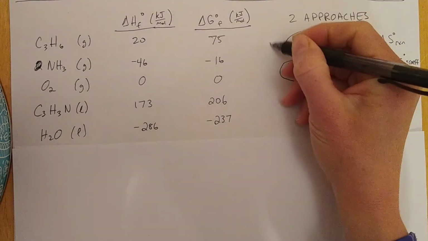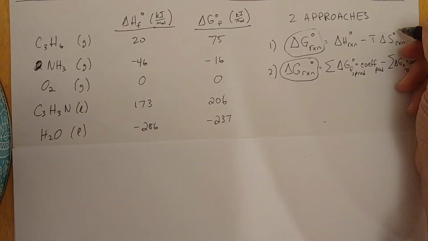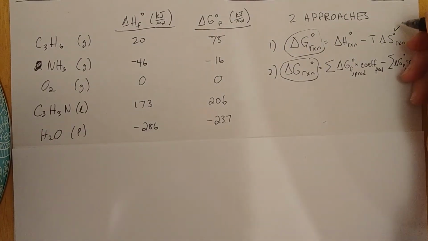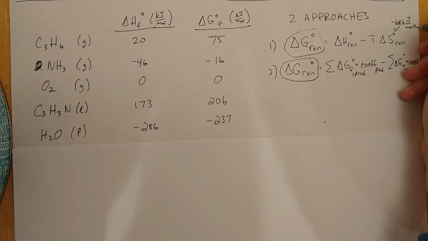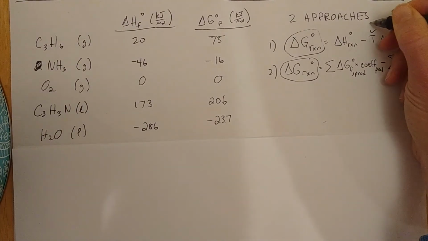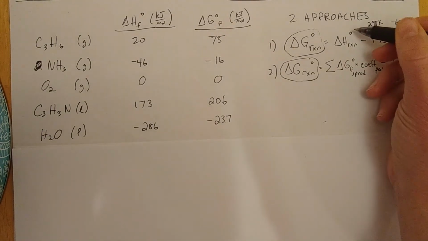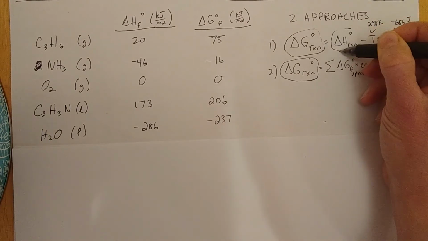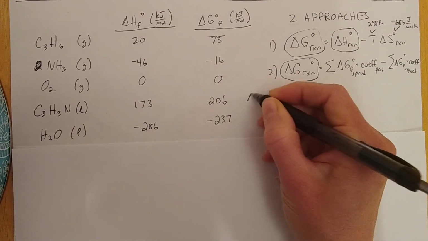So for approach number 1 here, I already have my entropy of reaction. I calculated that before, and it came out to be minus 686 joules per mole Kelvin. The temperature was given to me in the problem as 298 Kelvin. And so that means the last thing I have to solve for, to be able to solve for delta G, is the enthalpy of reaction. Approaches just like what we saw with the entropy.